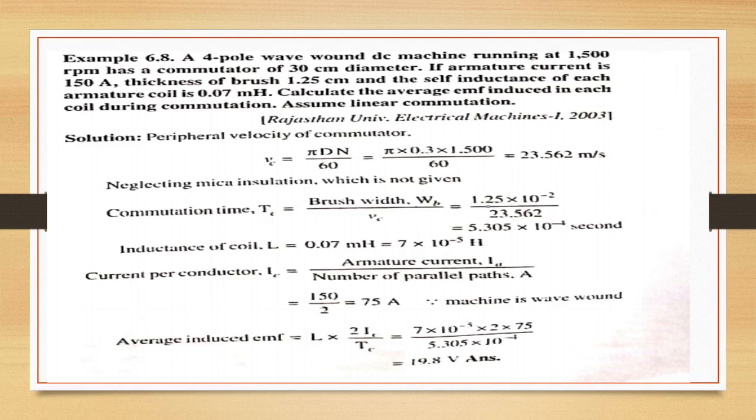So substitute the values. Average induced EMF is L into 2Ic by Tc. First find out Ic and Tc. To find out Ic, it is armature current by number of parallel paths.